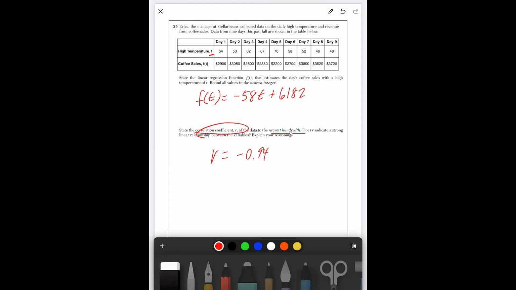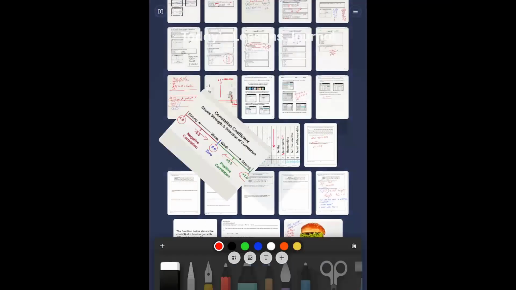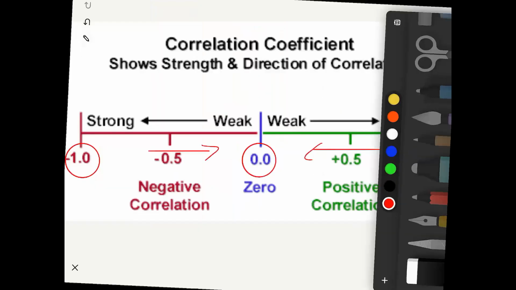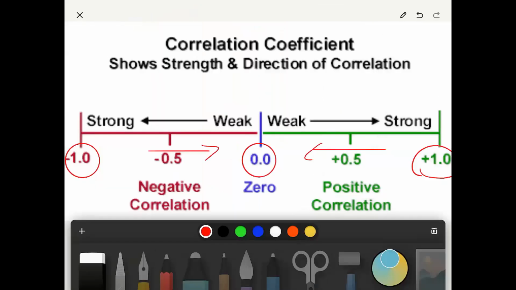Now, the second question, once you come up with the correlation coefficient, they ask, does this indicate a strong relationship between the variables? Explain your reasoning. So now, in order to answer this, we have to use that correlation coefficient document. So here's where our 94 would be. It's a negative, so we're going to be over here. It's about 94 cents. That's pretty close to $1. So it is a strong relationship, but it's a negative correlation.